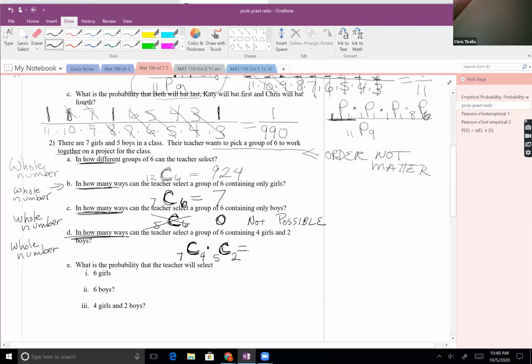7 combination 4 is, I think, 35. Can somebody check me on that? Did I get it okay? Yes. And then 5 combination 2, I believe, is 10. And so here we have 350 ways. That one all right?